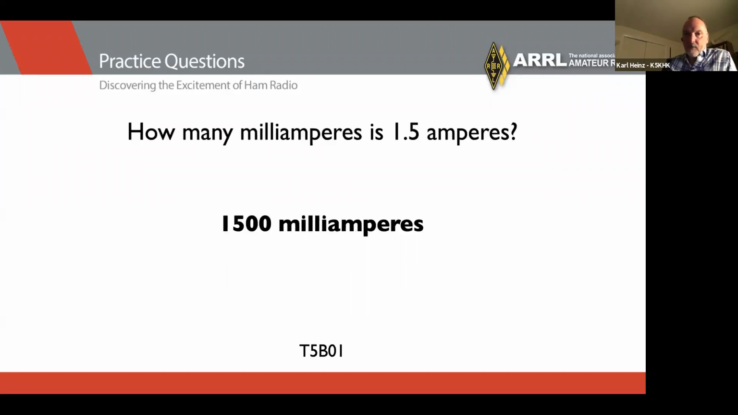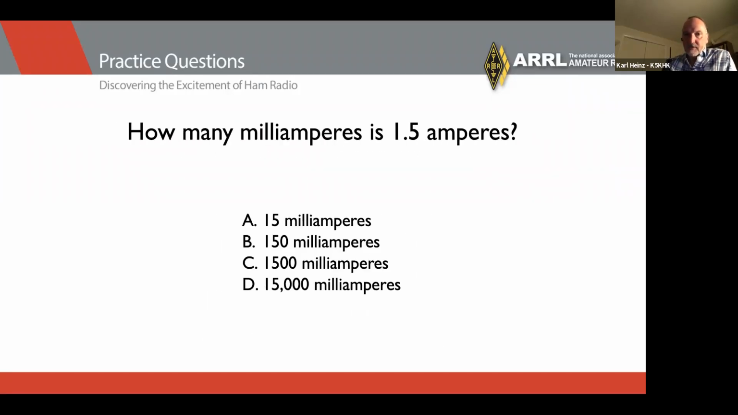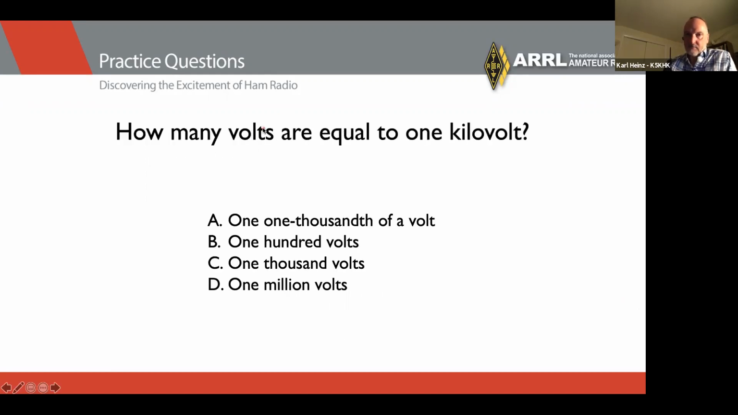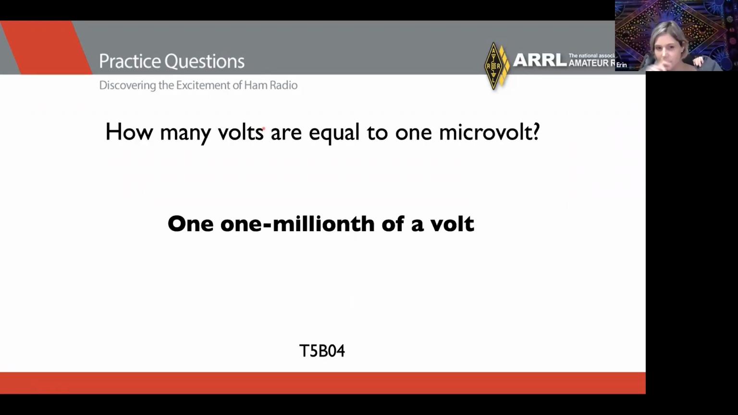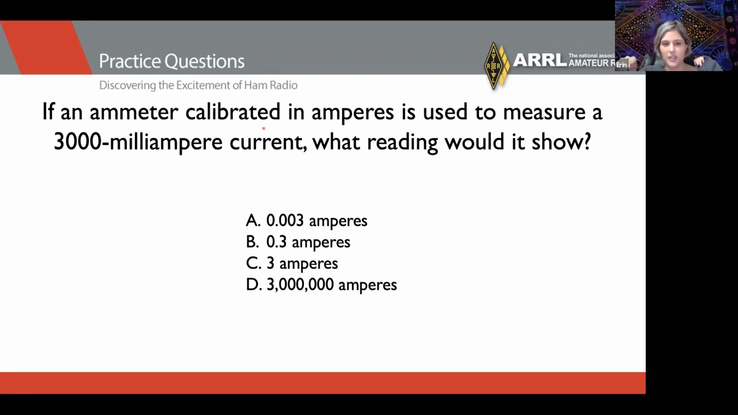1/1000, like what we had with the very first one. Here is one: how many milliamperes is 1.5 amperes? And we had the milli before. So that was 3, so this decimal point would move 3 places.